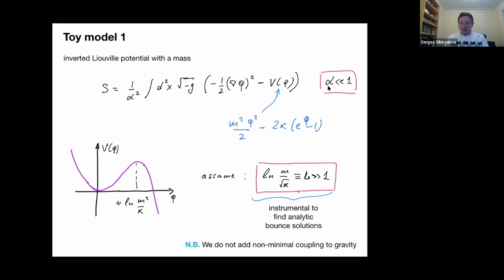The coupling constant that controls the semiclassical approximation here is alpha, which we just took out in front of the whole action, and it is assumed to be small. And another assumption, which is instrumental to really find analytic solutions, is to assume that there is some hierarchy between the parameters of the Liouville potential and the mass. But yeah, maybe there are technical things.